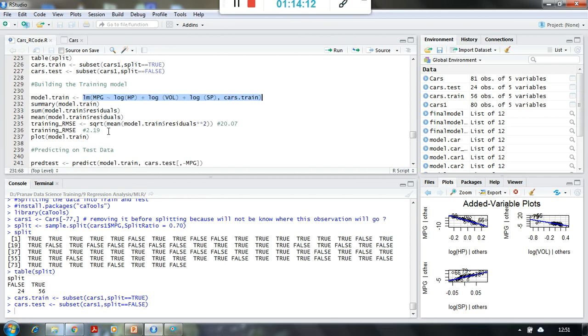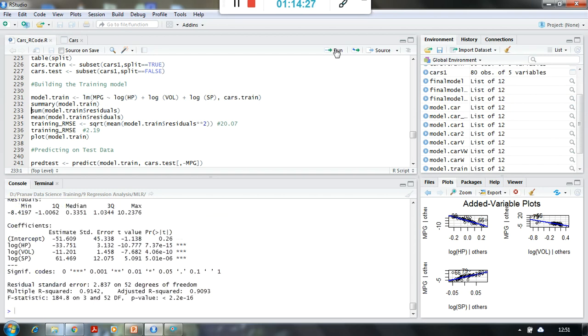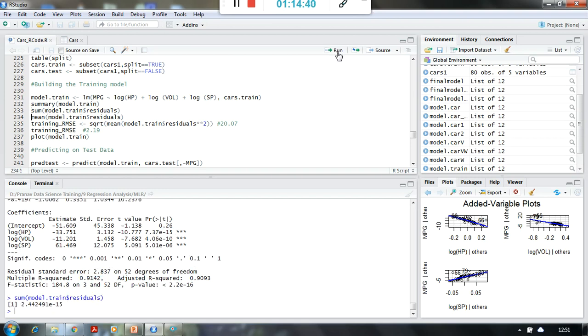Now I also want to improve my model with cross validation. So I'm building a model on cars.train. This model is called model.train. This is the summary, and look at the R square now, it has jumped to 91. All three coefficients are significant.